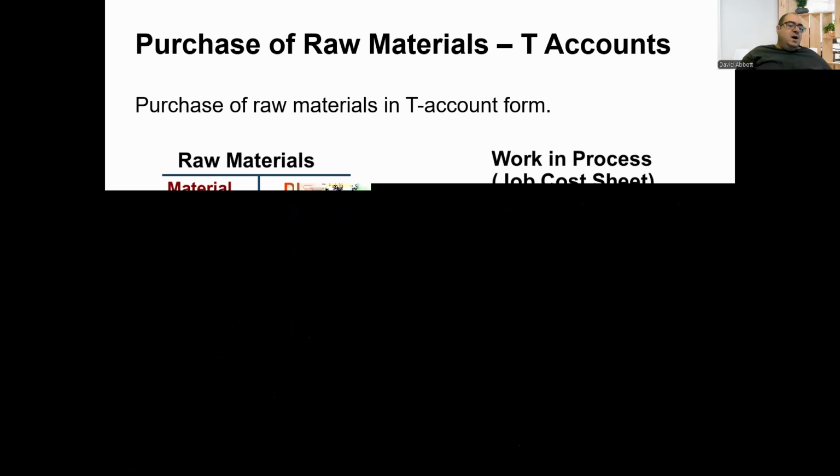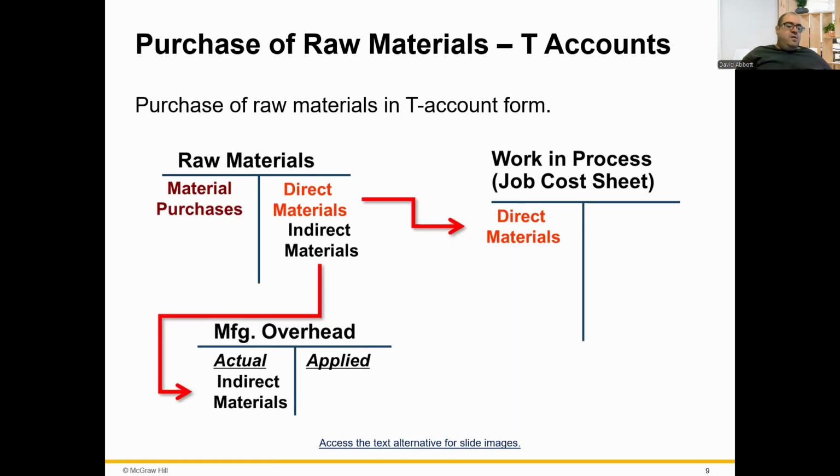The cost of direct material requisitioned is debited to work in progress and then added to the job sheet to serve as a subsidiary ledger. So we would debit work in progress for anything we're taking out of raw materials to work on and use. And then we would credit raw materials for what we're taking out and using. Okay, remember there always has to be a debit and a credit.